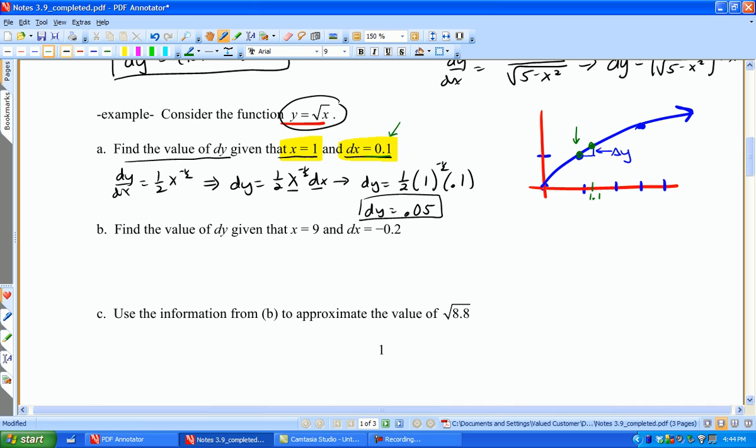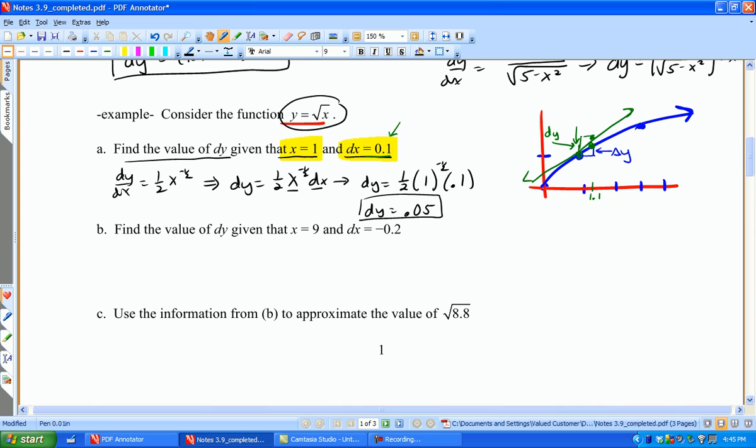If I had sketched a tangent line right at 1, the dy is the difference in the y value for the tangent line. So right there, that's my dy. In this case, because this function is concave down, I can see that my dy value is slightly greater than my delta y value. Again, delta y is the difference in the y values between x equals 1 and x equals 1.1.